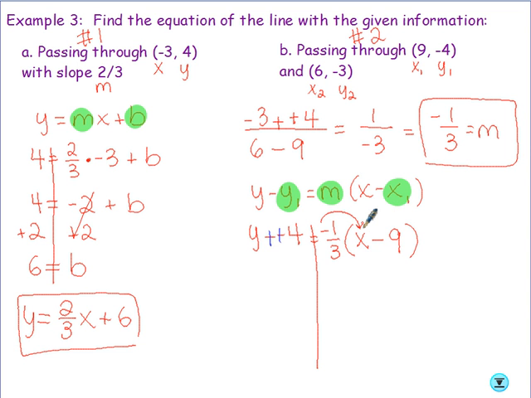Negative 1 over 3 times x is negative 1/3x. Be careful here. Negative 1 over 3 times negative 9. Negative 1 divided by 3 times a negative 9 should give you a positive 3. Other side, bring down the y plus 4. I need y by itself, so I'm going to do the opposite, which is subtract 4 from both sides. Cancels. Final answer is y equals. Keep the negative 1 over 3x. And positive 3 minus 4 is a negative 1.